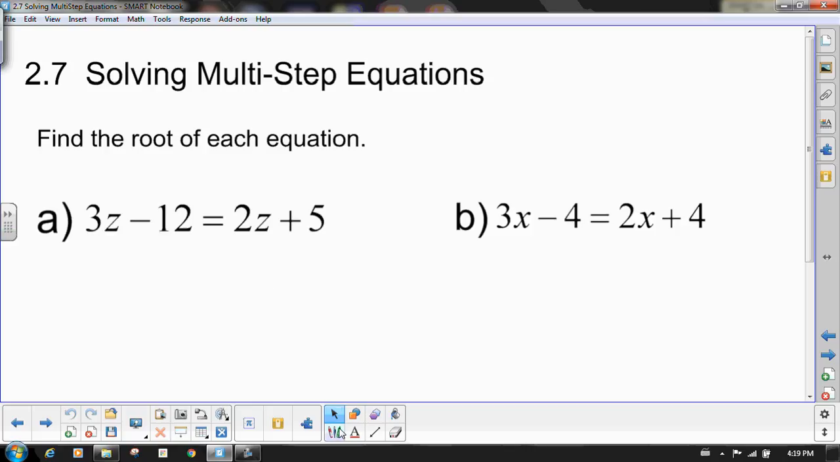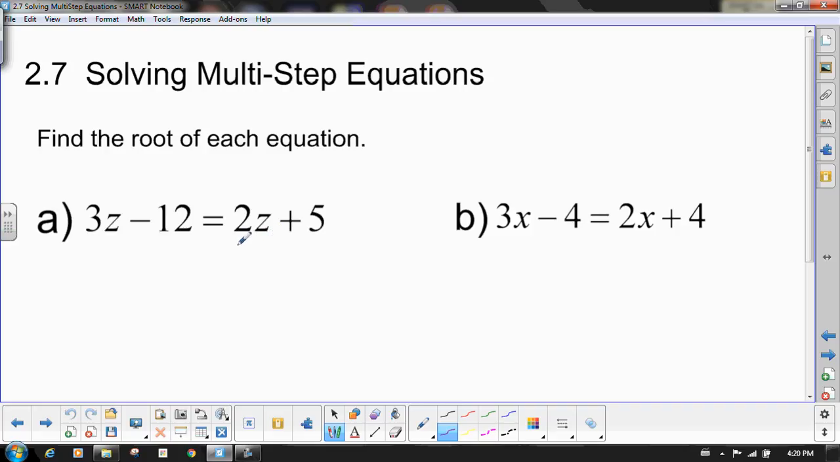In example A, when we look at what's happening, I have 3z minus 12 equals 2z plus 5. What's different compared to yesterday when we did our simple examples, there's a variable on both sides. Our goal is to be able to isolate. So I want to get that variable on the same side. So when I look at these two numbers, the 3z is the bigger value. So I'm going to leave that where it is.